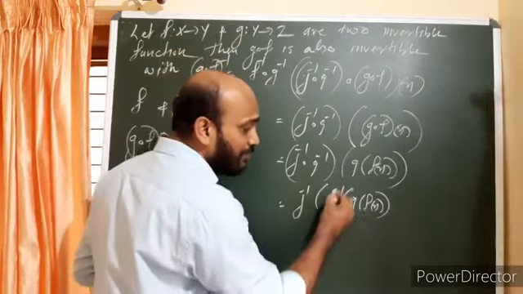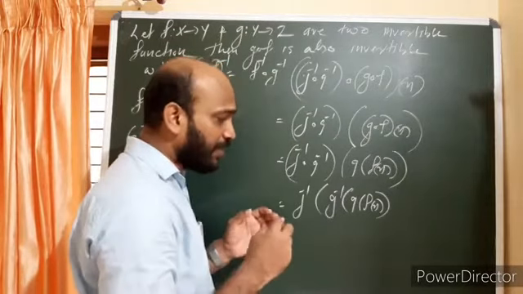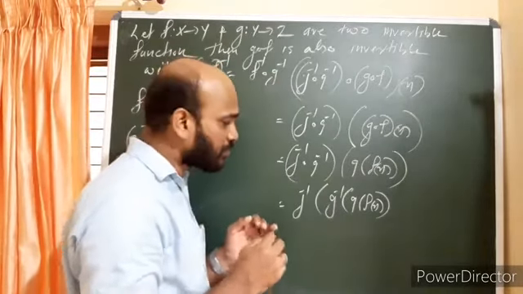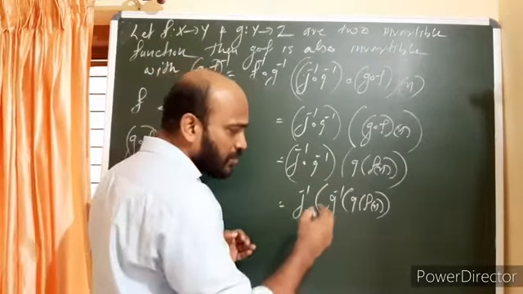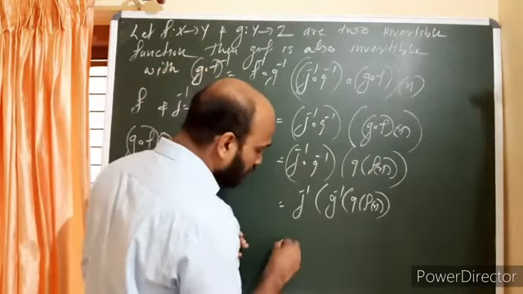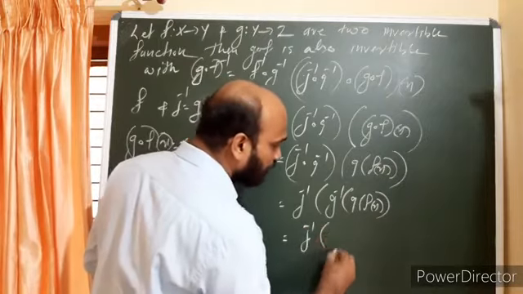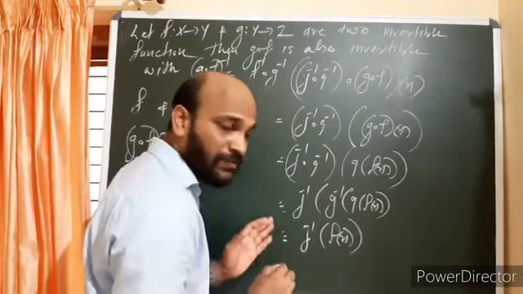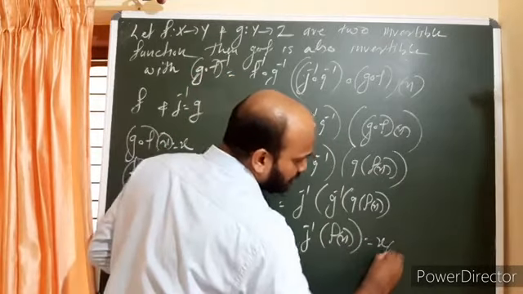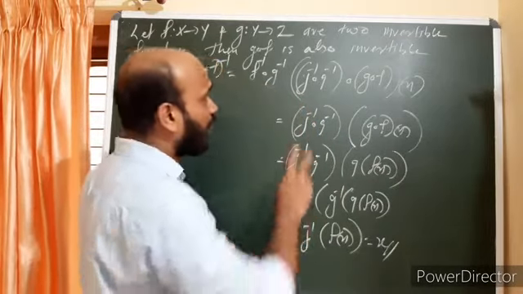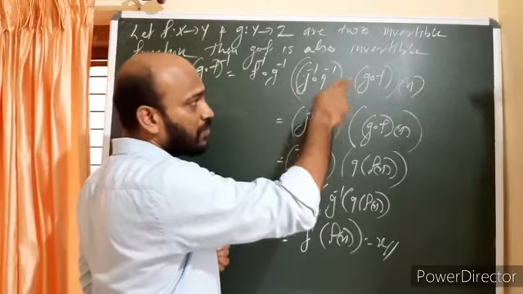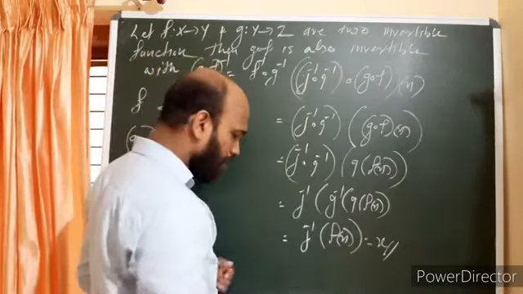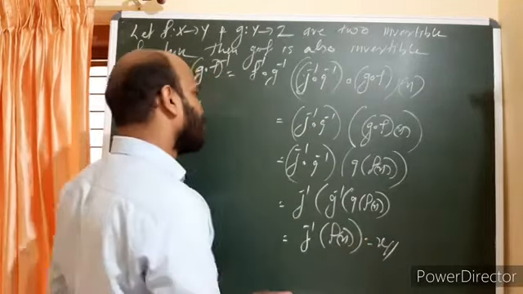Now what about g inverse of g of f of x? G inverse of g of x equal to x, g inverse of g of y equal to y. So g inverse of g of f of x will be f of x. So we'll get f inverse of f of x. Now f inverse f of x equal to x. Okay. So we got f inverse of g inverse of g of f of x equal to x. Now you have to find its reverse.